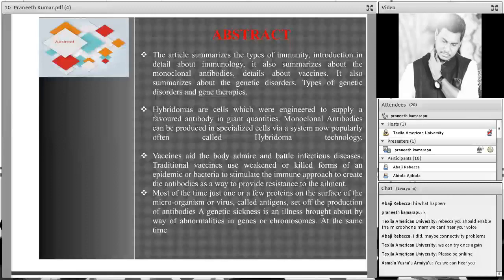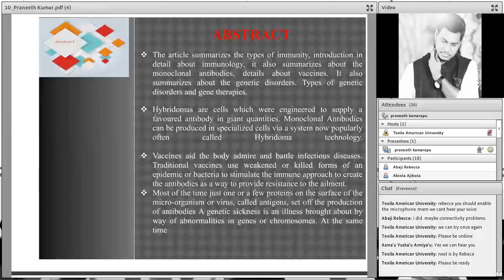Traditional vaccines use weakened or killed forms of a virus or bacteria to stimulate the immune system to create antibodies as a way to provide resistance. Most of the time, just one or a few proteins on the surface of the microorganisms, otherwise called antigens, set off the production of antibodies.